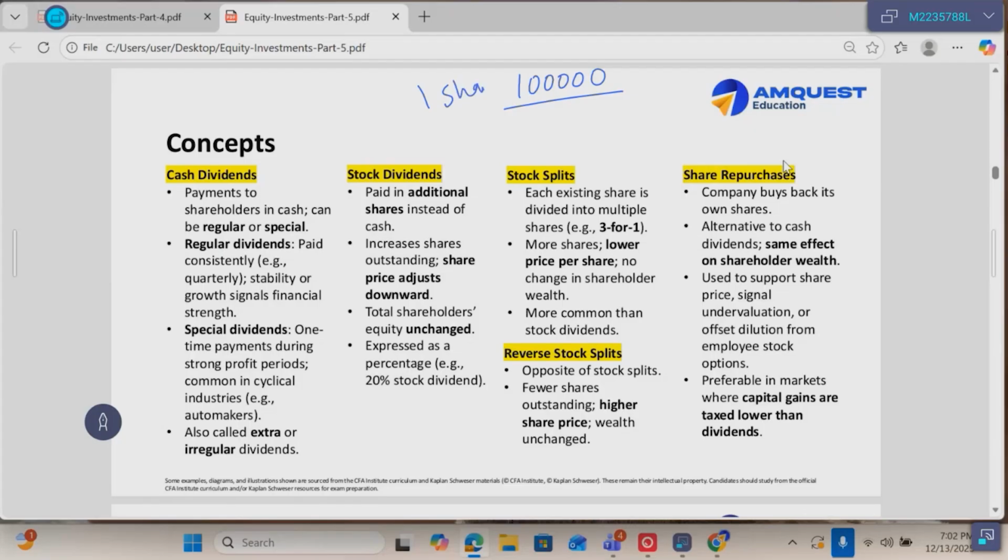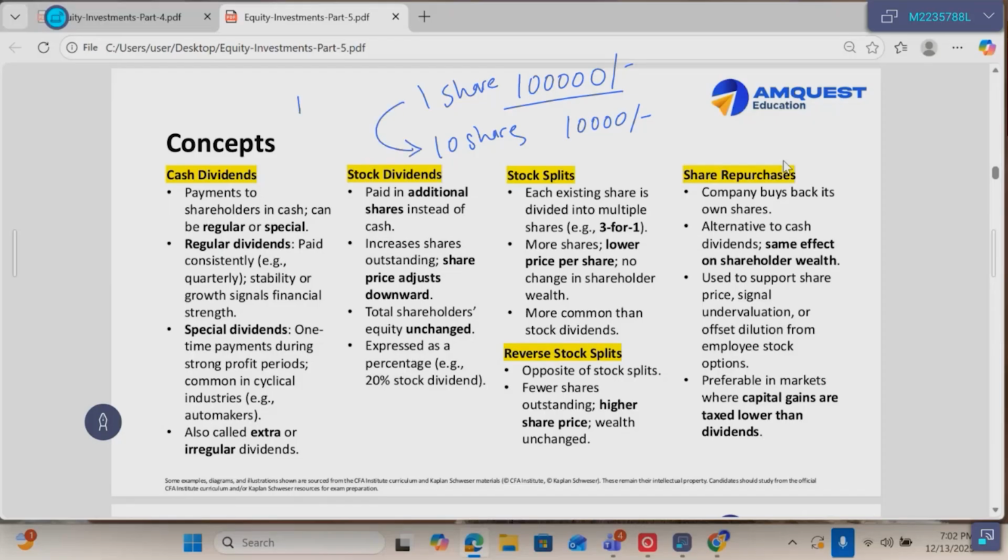If I split this one share into 10 shares, this will be divided by 10 and now the value will be 10,000 rupees. So compared to 1 lakh rupees, a share that is costing 10,000 rupees, people will be more interested to trade. Many people will be comfortable in buying. So what I'm doing is I'm splitting my one share into 10 shares.